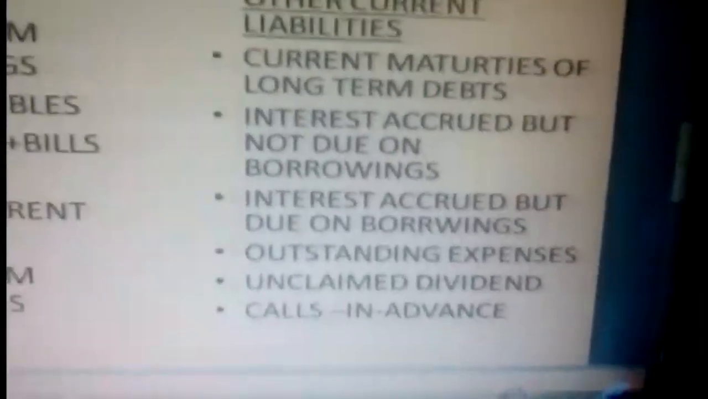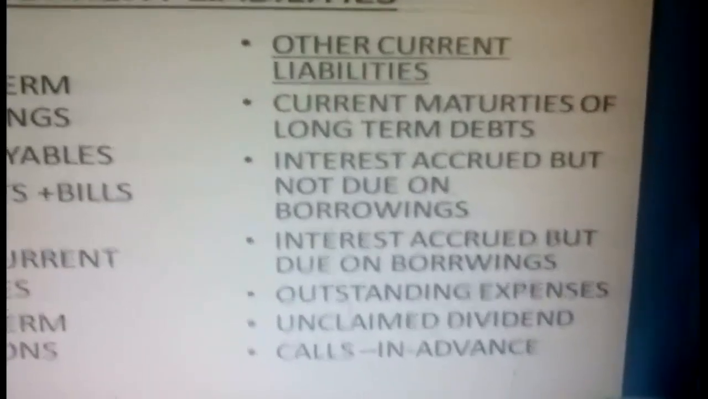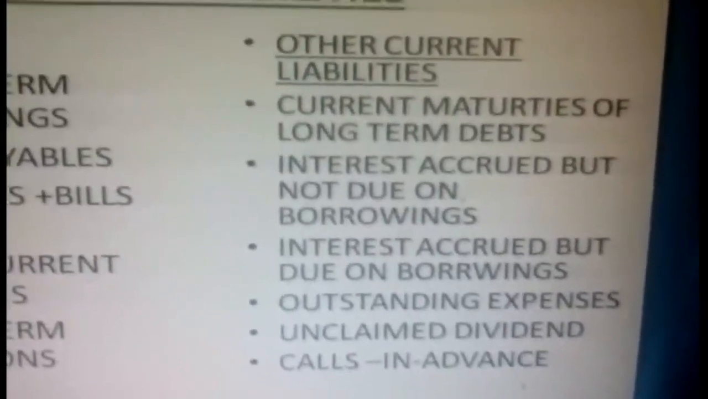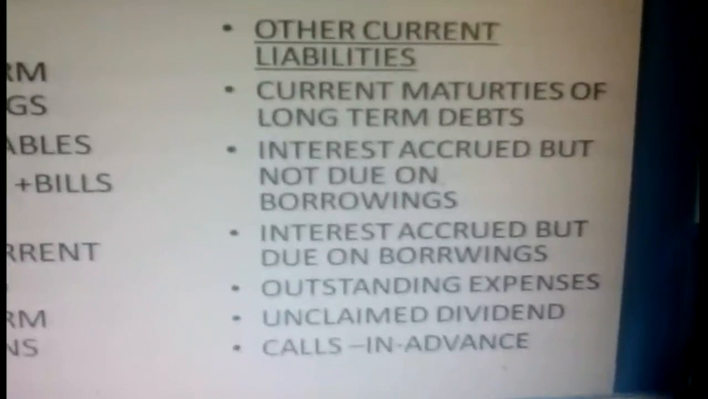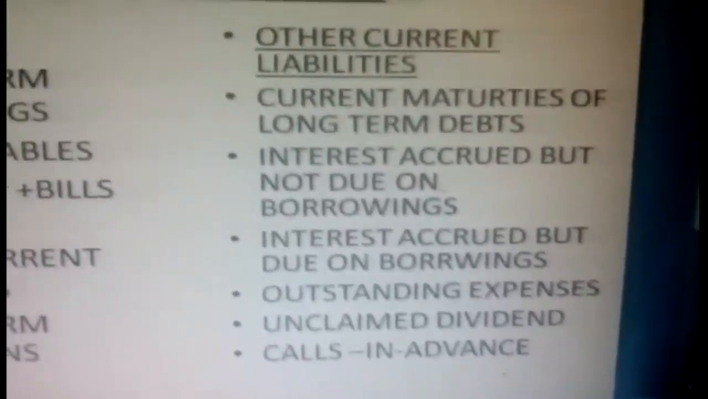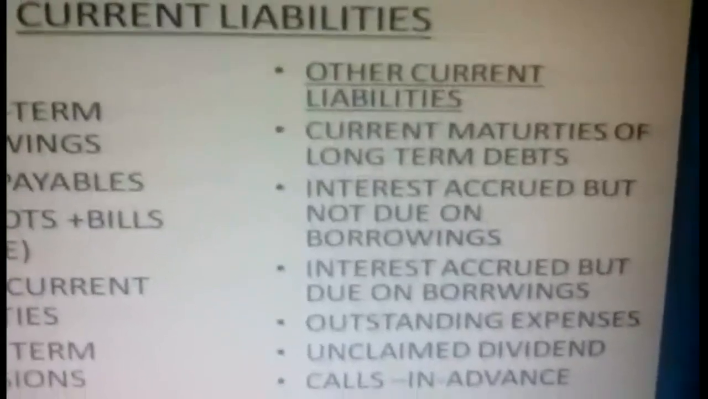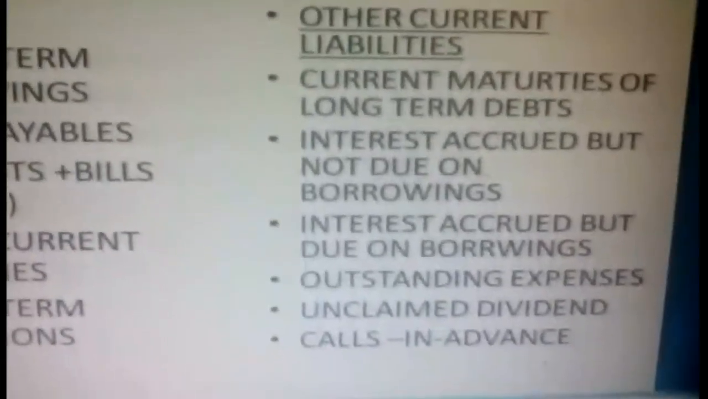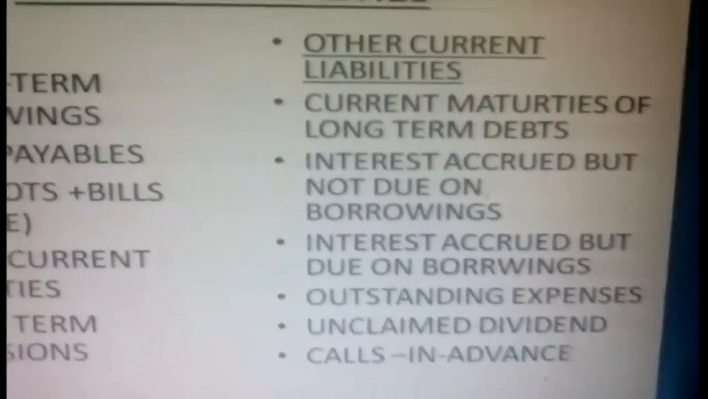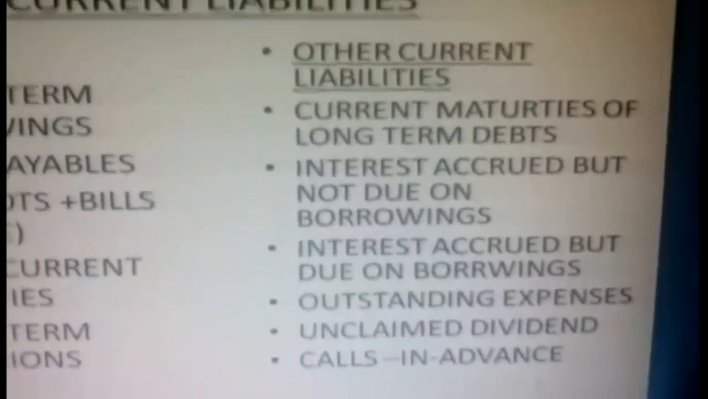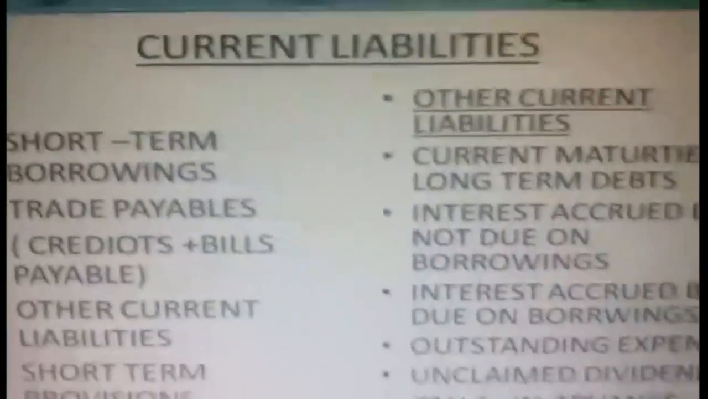Then outstanding expenses. We already discussed this in final accounts. What is the meaning of outstanding expenses? Not yet paid. Then unclaimed dividend: when you have to pay a dividend to shareholders but the shareholder has not yet claimed it, we show that under other current liabilities. Then finally calls in advance: the shareholder paid money in advance. These are examples of current liabilities.